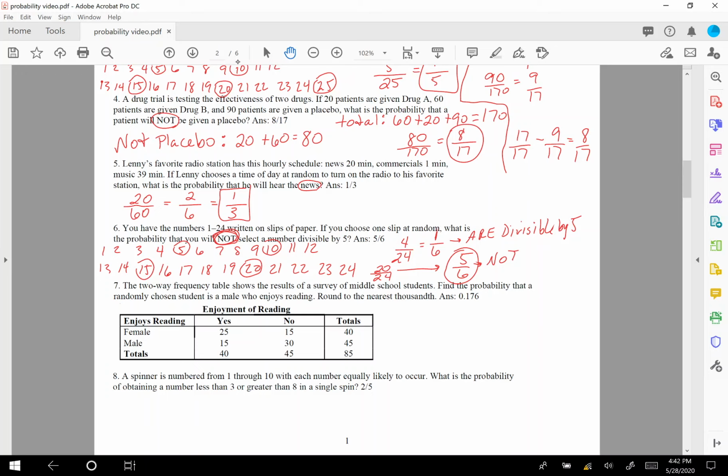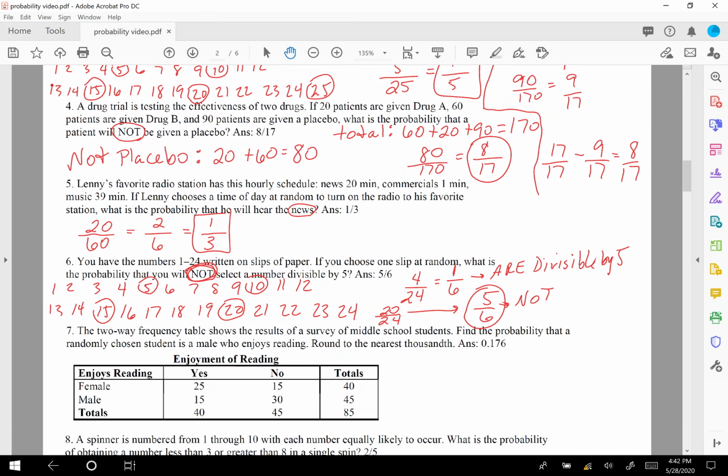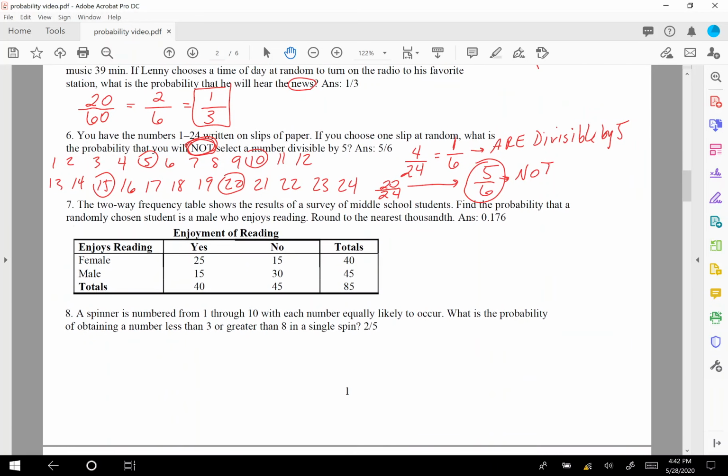So what I was trying to communicate to y'all up here at number 4 is that the part that is and the part that is not, they have to add up to one whole. So kind of think about that as you're doing these problems.